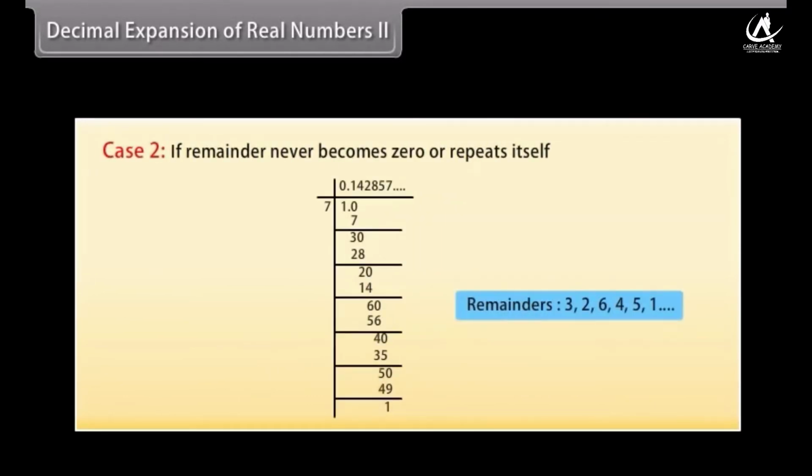Case 2 is if the remainder never becomes 0 but repeats itself, then the decimal expansion of such numbers is non-terminating recurring.